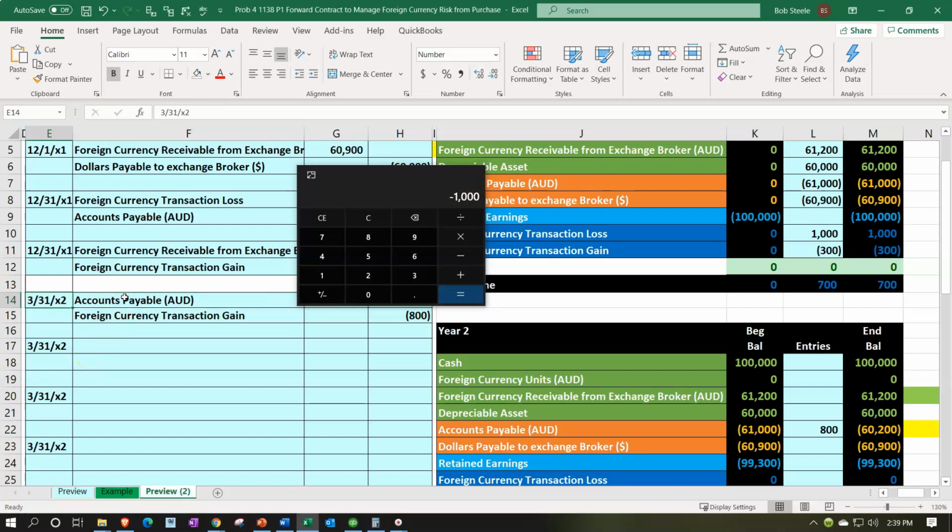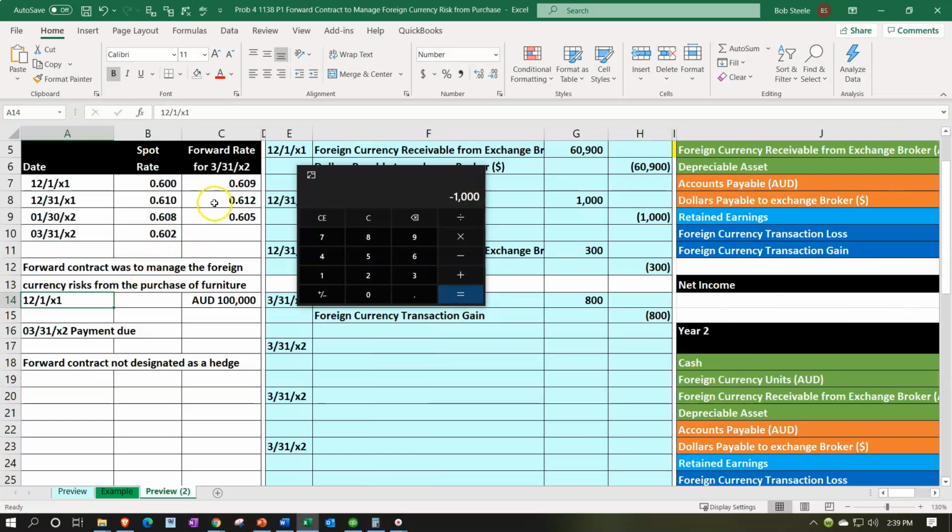So if we can compare this, where were we last time? $1 Australian on the forward rate was 0.612. Now $1 Australian is 0.602. So that means $1 Australian can purchase fewer US dollars, and therefore it has weakened. And we're talking now about a receivable. So the fact that we're going to receive Australian dollars that are now weaker than they were last time we checked is going to be bad. It's going to result in a loss in this case.